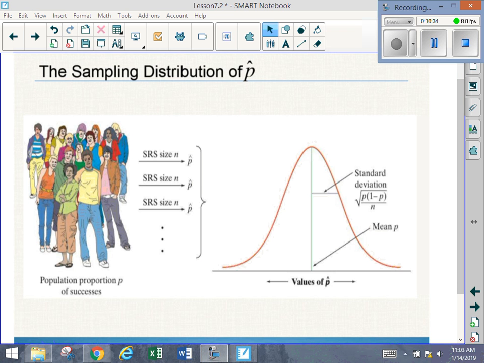So here's a picture of it. I'm really not sure what we're talking about over here. This is a weird picture. But anyways, this is what it looks like when you approximate it with a normal approximation. Your mean is going to be your actual population proportion, and then your standard deviation is going to be represented by that quantity right there, the square root of p times 1 minus p over n.